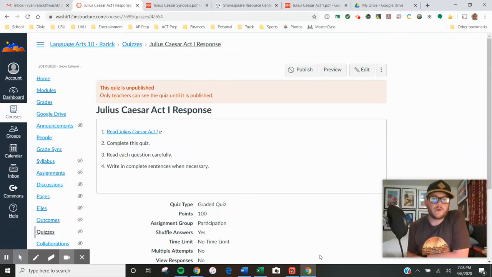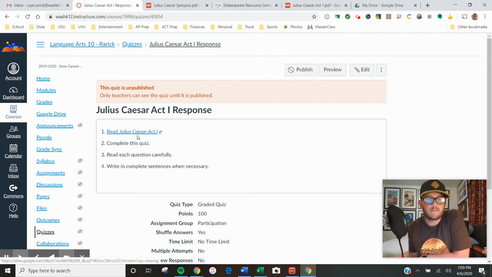I wanted to give you a quick overview of how to complete the response quizzes for each act in the Julius Caesar unit. Each unit will be pretty much the same. You'll have a quiz to respond to the reading that you should have done in that act, and the quiz will have a variety of questions, but they'll all equal 100 points except for Act 5. That one's only worth 75 points.